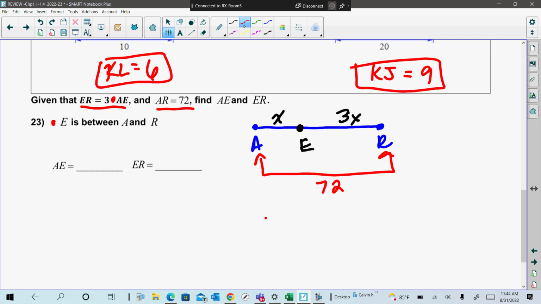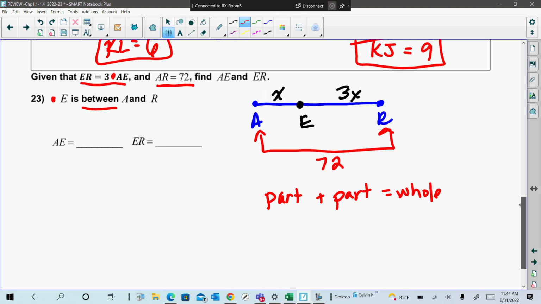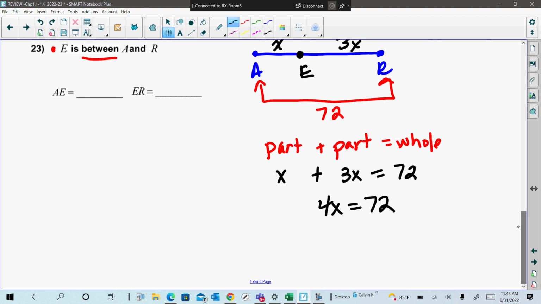So anytime I see the word between, that indicates that you're going to do a part plus a part equals a whole. Some of you already see that, so you can go straight to writing your equation. Maybe some of you see the simplification. So my parts are x plus 3x equals 72. Or if you want to go ahead and simplify that to just 4x equals 72. So we're just solving for x by dividing by 4 on both sides. Our x comes out to be 18. So x is 18.